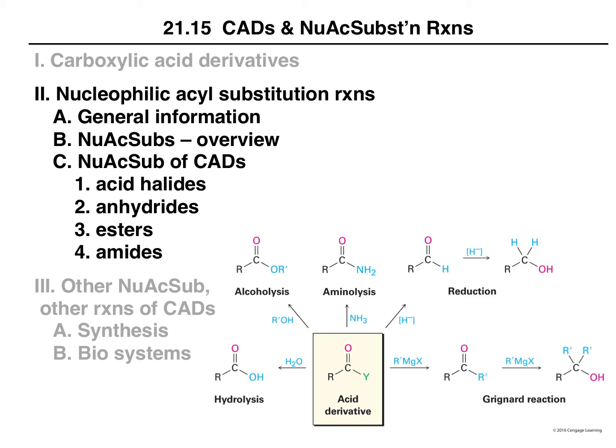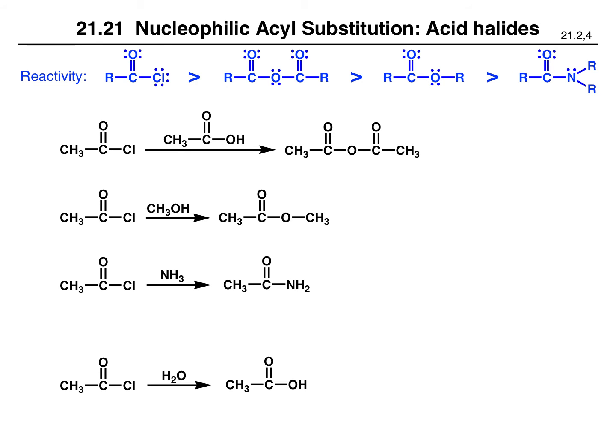In this video, we're going to begin our detailed look at nucleophilic acyl substitution of carboxylic acid derivatives, focusing first on acid halides and then anhydrides. So as we begin with acid halides, keep in mind that the acid halides are the most reactive, which means acid halides can be converted to anhydrides, they can be converted to esters, and they can be converted to amides.